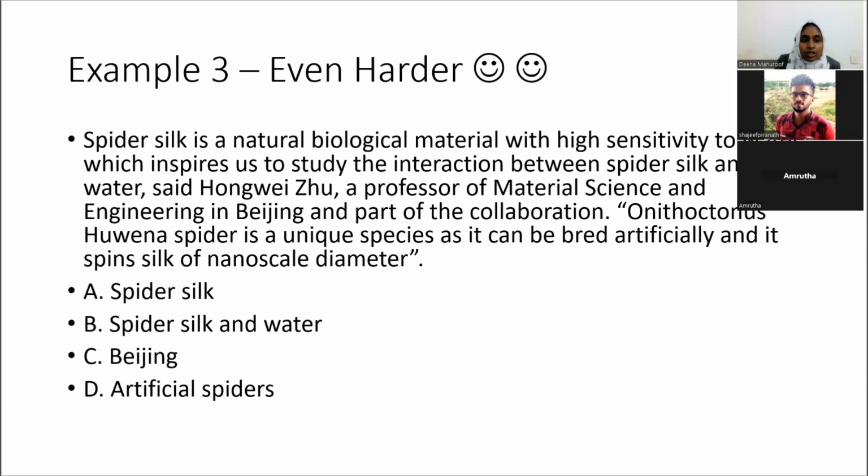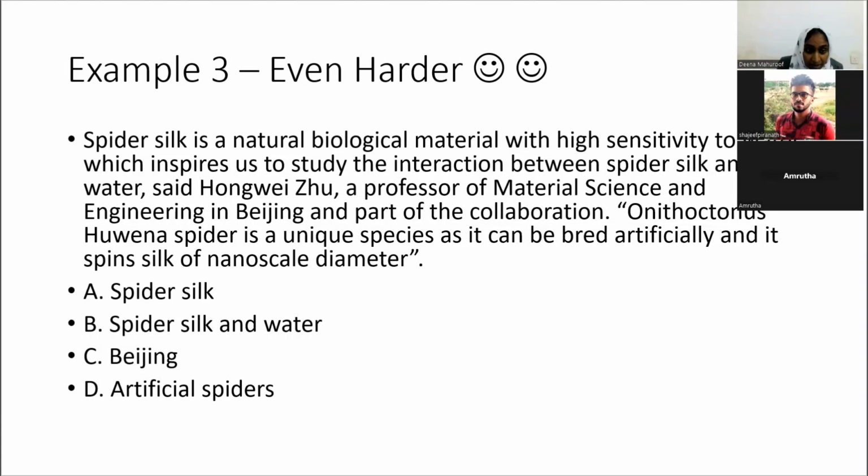In the question, look at the keywords. A, spider silk. B, spider silk and water. C, Beijing. D, artificial spiders. So when you read the first sentence, what do you get? Spider silk is a natural biological material with high sensitivity to water, which inspires the study of the interaction between spider silk and water, says this professor. So you know it's not C or D.